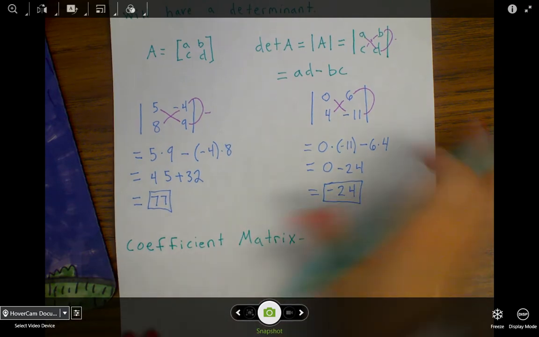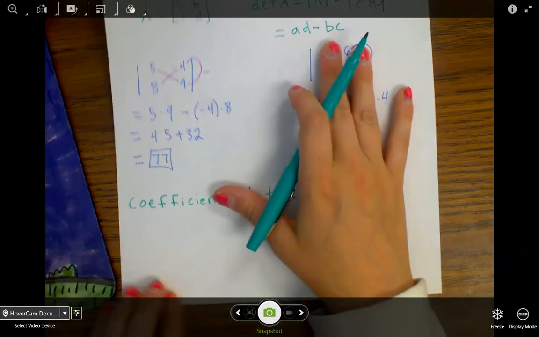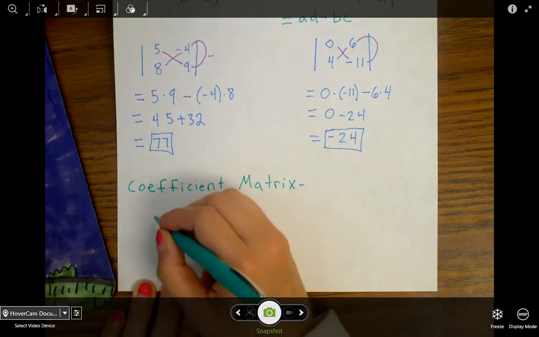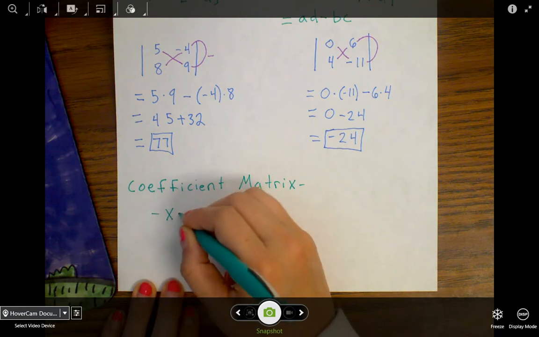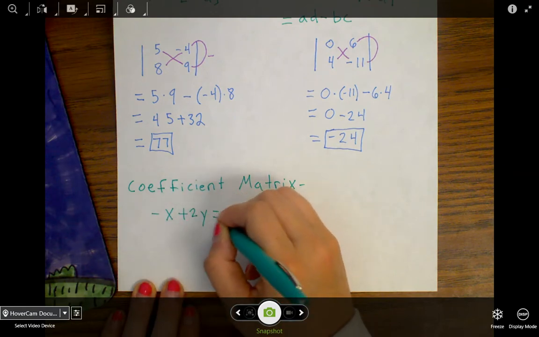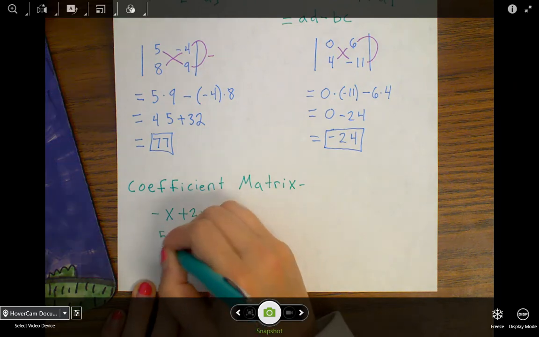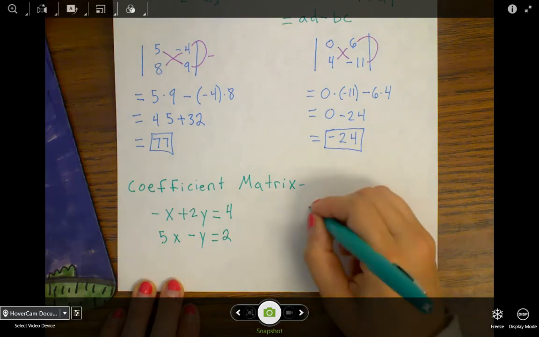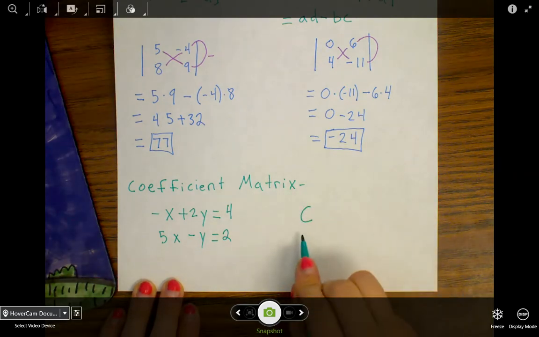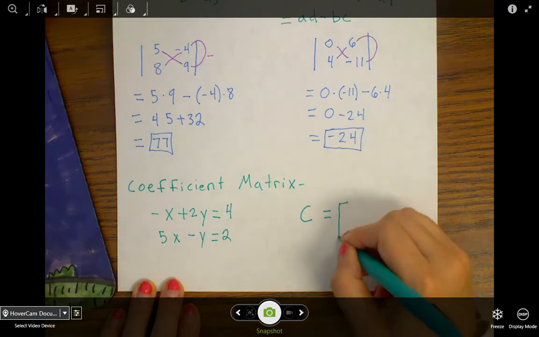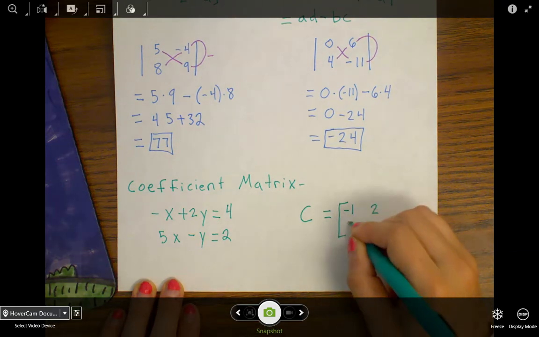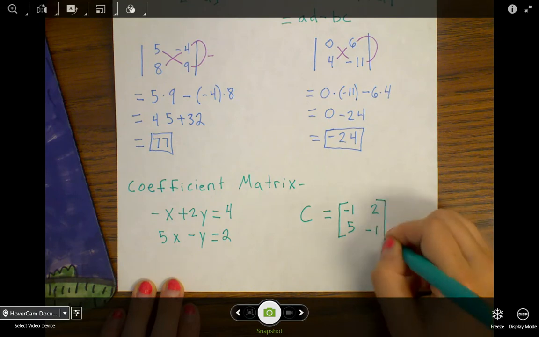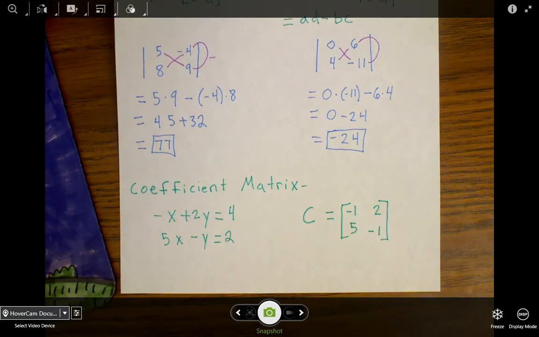So looking at that, if I had something like the system of equations, negative x plus 2y equals 4, and 5x minus y equals 2, my coefficient matrix, which I'm going to let be capital C, would equal negative 1, 2, 5, negative 1. So it's just those numbers that are in front, because remember that those numbers are our coefficients.